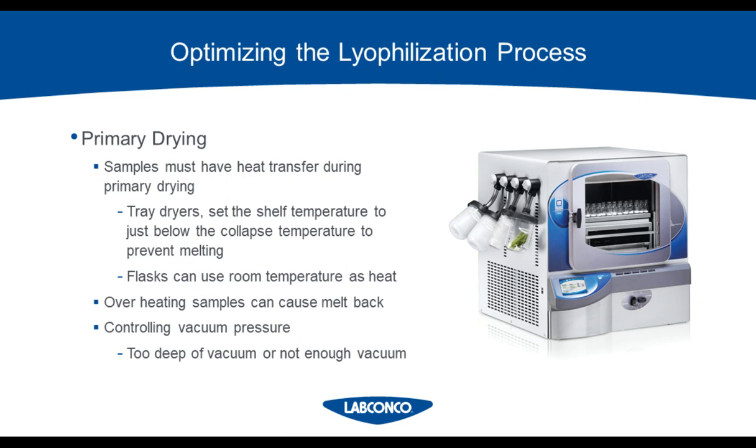Once your sample is completely frozen, you will move on to primary drying. You want to add a little bit of heat transfer during this step, but not melt the sample. So this is a very important step in your freeze-dry process. Make sure during the run that your samples are not melting and you're not seeing any bubbling in your flask or on your tray dryer. If you do start seeing melt back, you can refreeze your sample or lower the shelf temperature if you're running on shelf.